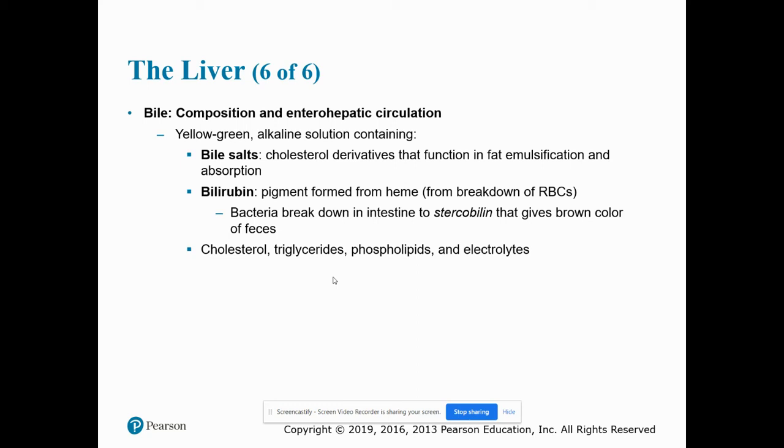Bile is a yellow-green alkaline solution that contains bile salts, and bile salts are a cholesterol derivative that function in fat emulsification and absorption. Bilirubin is a pigment that's formed from heme, which is from the breakdown of red blood cells. We talked about this in chapter 17. And the bacteria in the intestine break that down to stercobilin, and that's what gives the brown color of feces. And then we would also find cholesterol, triglycerides, phospholipids, and electrolytes.